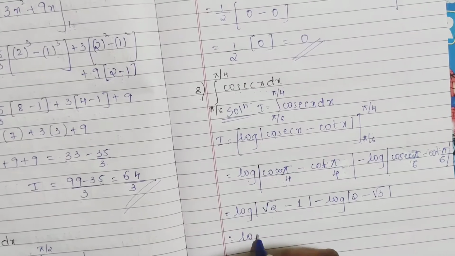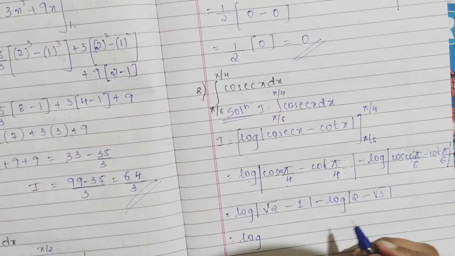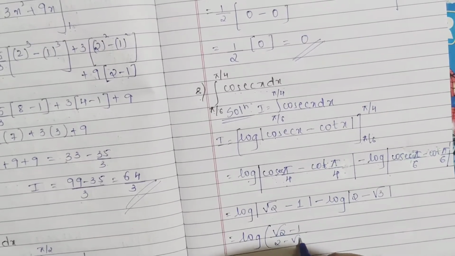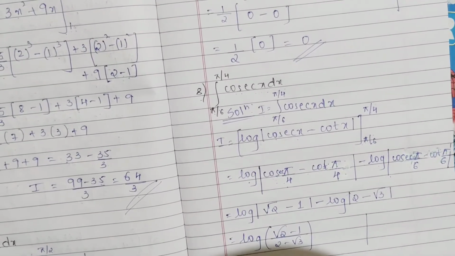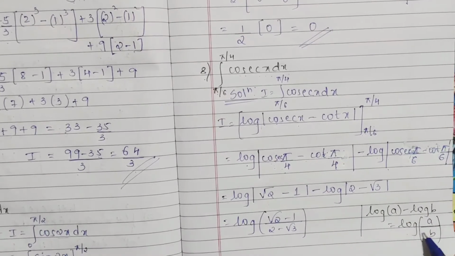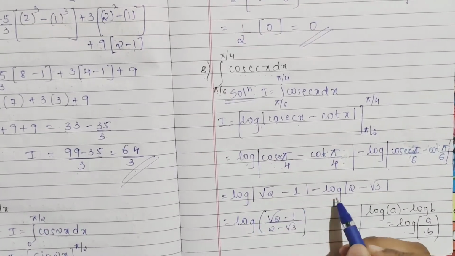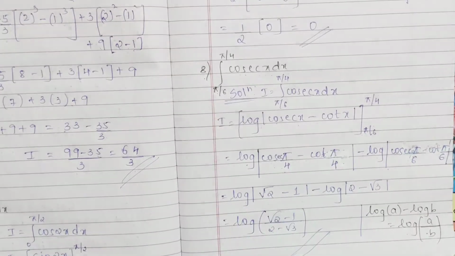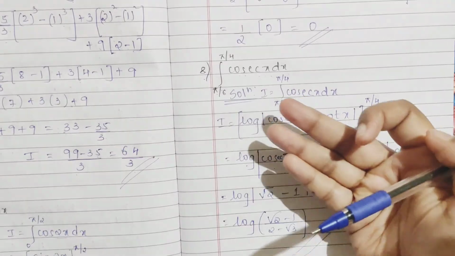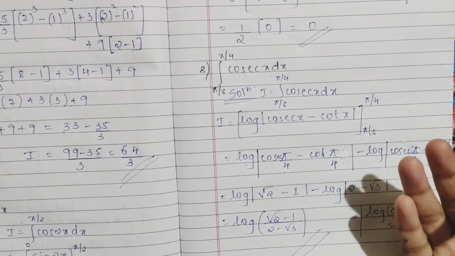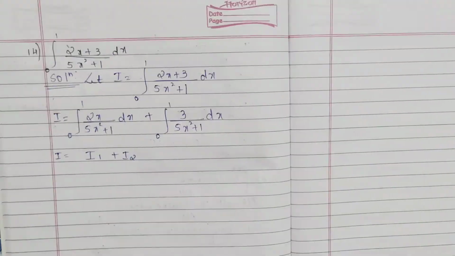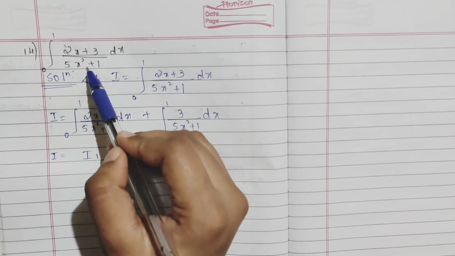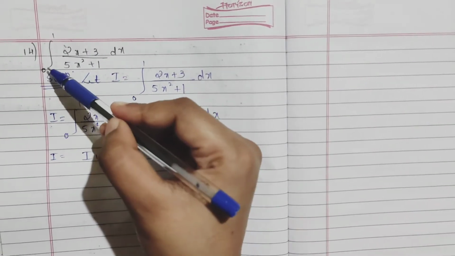So this I can write as log a minus log b is log a by b, right? So directly I can write log a minus log b, log a by b. So this is your final answer. So it is very easy problems. Just you have to find the values of x by placing your limits. That's it. Next question, 14th one. Integration 2x plus 3 divided by 5x squared plus 1 dx, and integrals they have given.